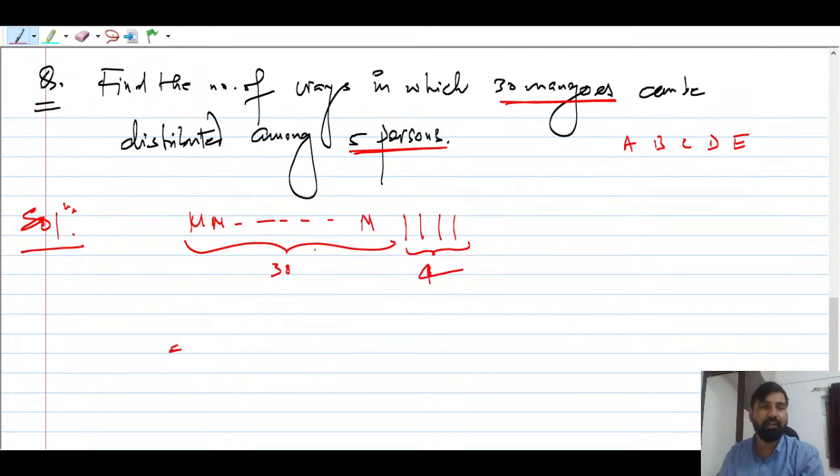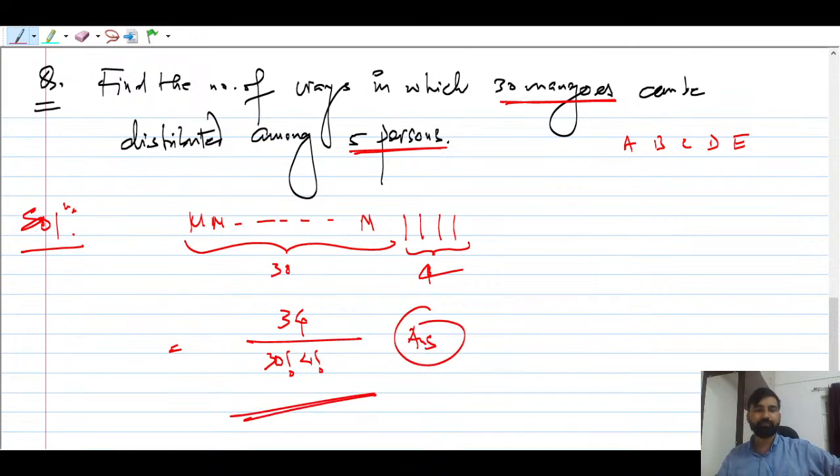Now how can we find the number of ways here? So how many total? You can go for overcounting, like 34 factorial, and divide by 30 factorial and 4 factorial. Understood? 30 factorial and 4 factorial. So this is the answer for this question: 34 factorial upon 30 factorial into 4 factorial. So I'm using overcounting and correcting here as well. So find the number of ways in which 30 mangoes can be distributed among 5 persons. So this is the number of ways.